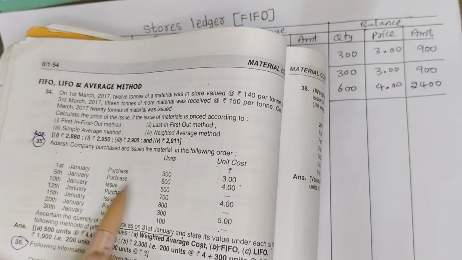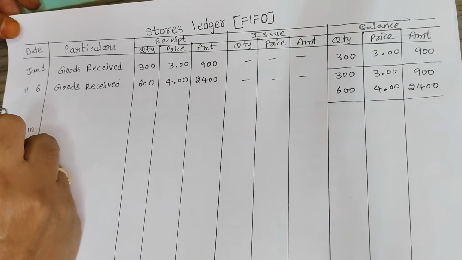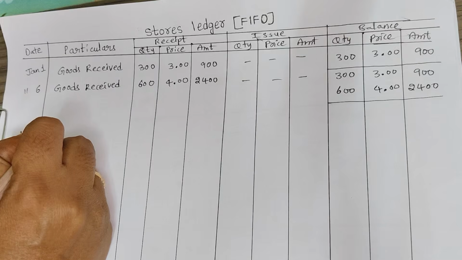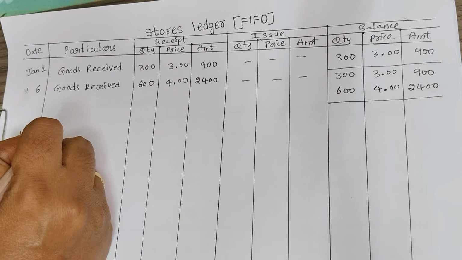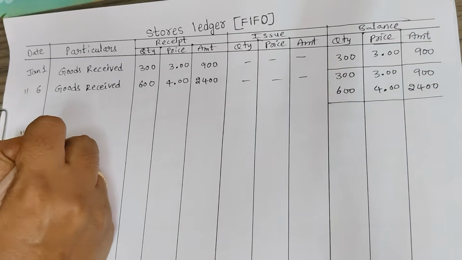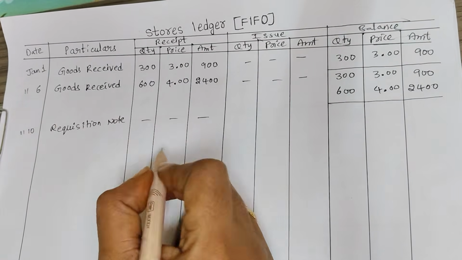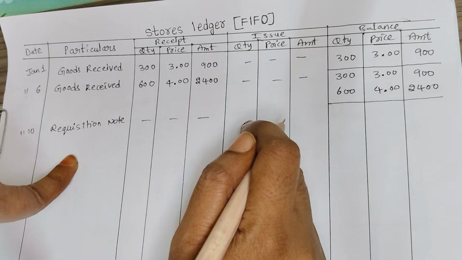10th Jan, issue 500 units. Okay. On January 10th, issue means requisition note. So by the request of the production department only, the stores department will issue the material, so we need to write the requisition note if you have an issue. And where should we write it? Under the issue column.